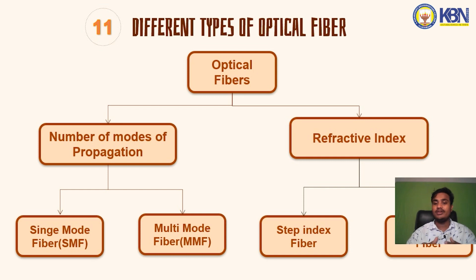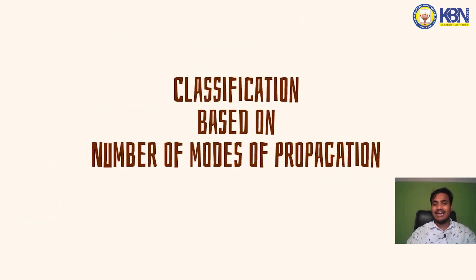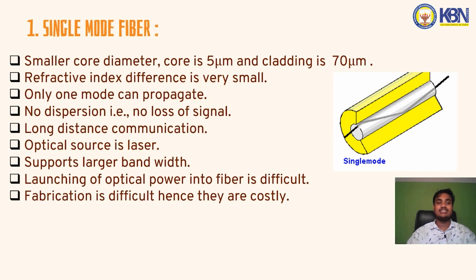Now we are going to see what a single mode fiber is, how it can be constructed, what a multi-mode fiber is and how it can be constructed. Now coming to the classification based on the number of modes of propagation, we know that the optical fibers are classified into two types. The first one is single mode fibers.